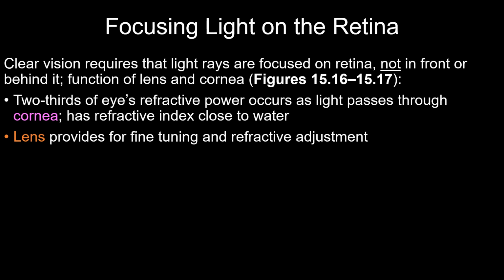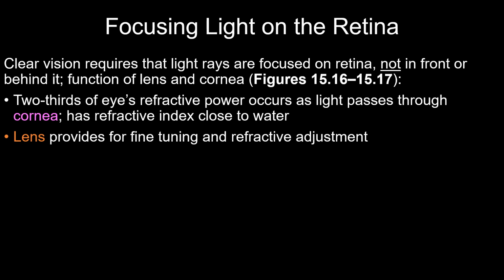Okay, the greatest degree of refraction, about 2/3 of it, actually occurs as light passes from the air through the cornea. The cornea, remember, is filled with that aqueous humor, very liquid. It's very similar to that of water. And this can also explain why your vision underwater is very blurry. Light passing from the water to the cornea doesn't refract as much. And so it's very hard for that light to focus in the correct area.